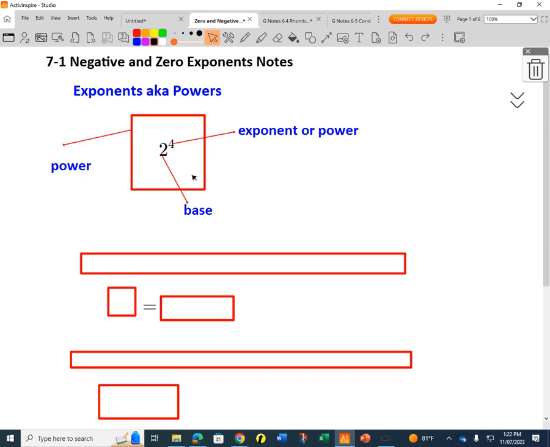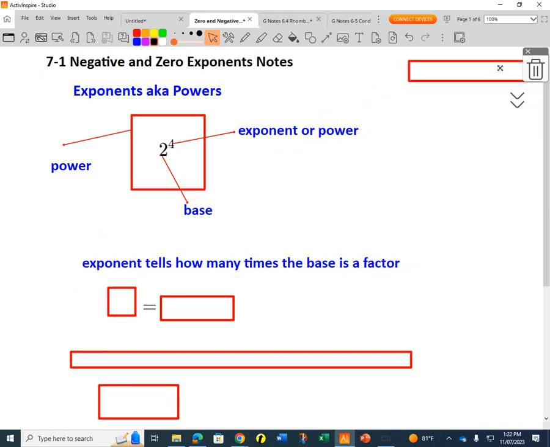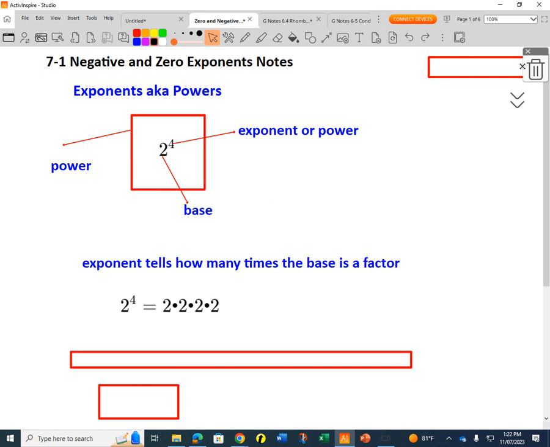Does anybody know what 2 to the 4th power means? What does 2 to the 4th power mean, Caleb? 2 times 2 times 2 times 2. Very good. So an exponent tells how many times the base is a factor. That means that 2 to the 4th power equals 2 as a factor 4 times. So there are four 2's being multiplied. Exactly right. So 2 to the 4th power says 2 gets multiplied 4 times.